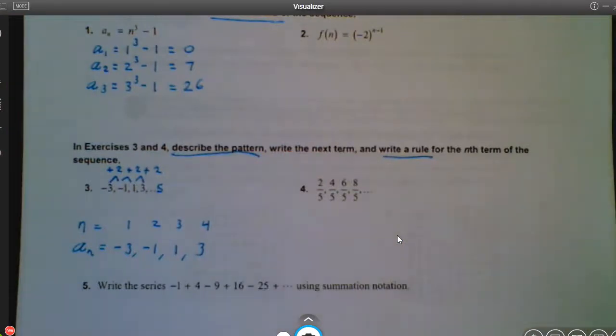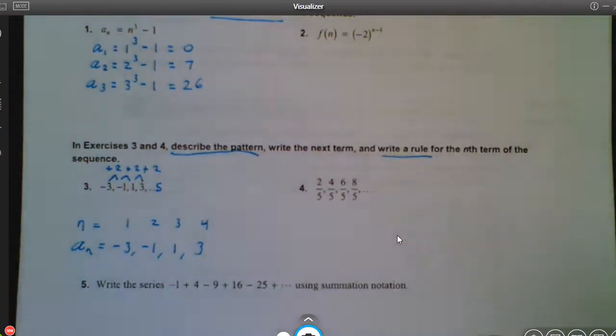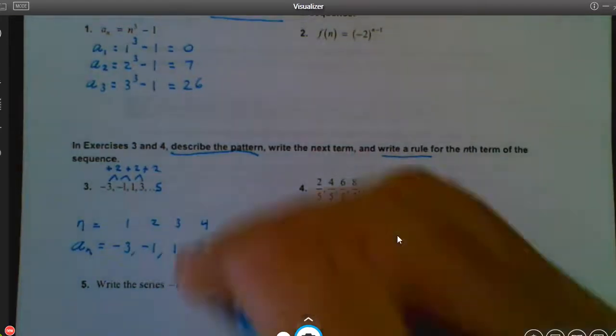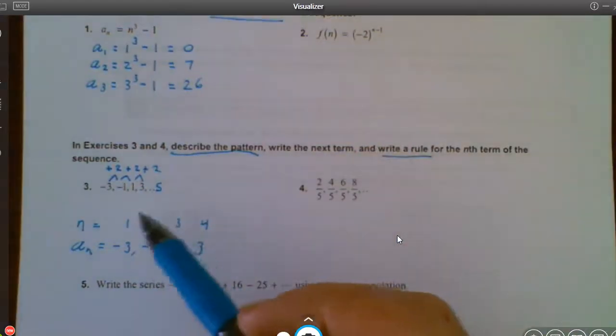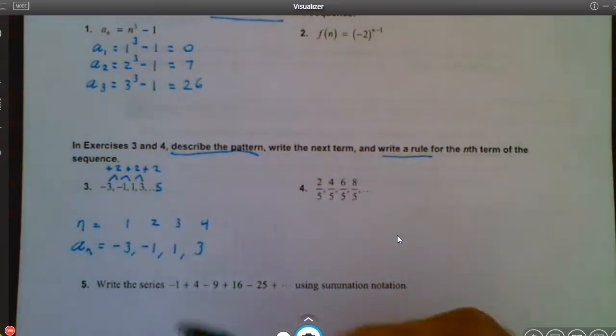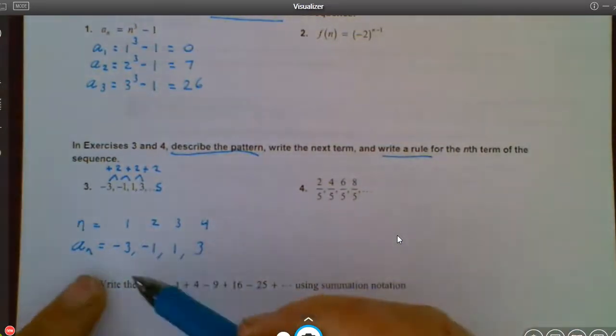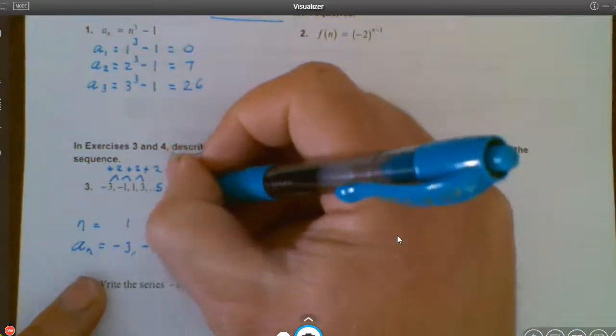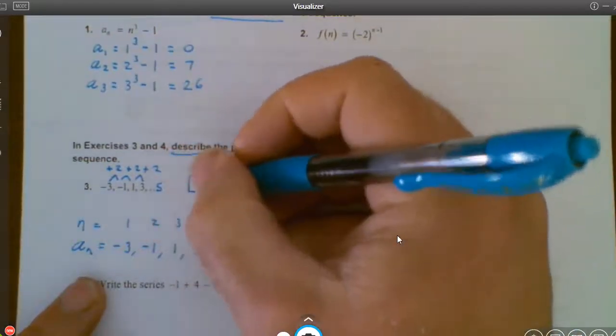With some of these, what makes them kind of tough is sometimes it's not just one operation. Sometimes you have to multiply and then add, or you can raise it to an exponent and then subtract. So sometimes it takes 2 operations to get the rule, and that's when it gets really tricky. On this one, I had to play around with the numbers quite a bit until I figured out that the rule was 2n minus 5.